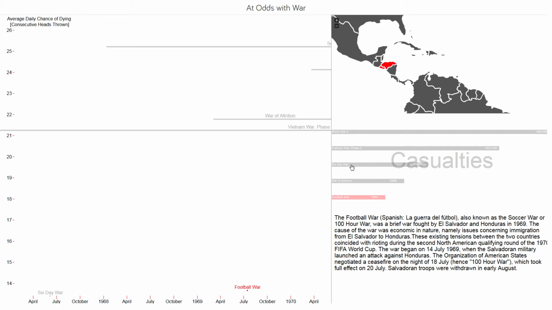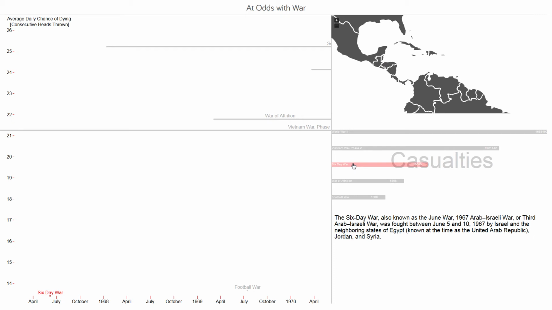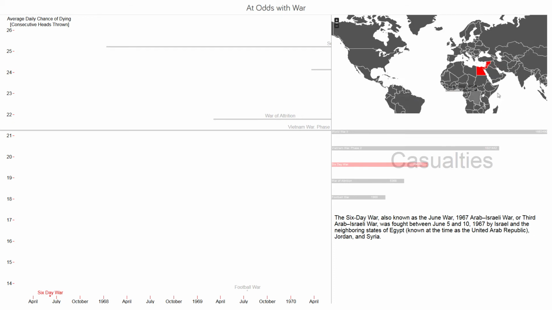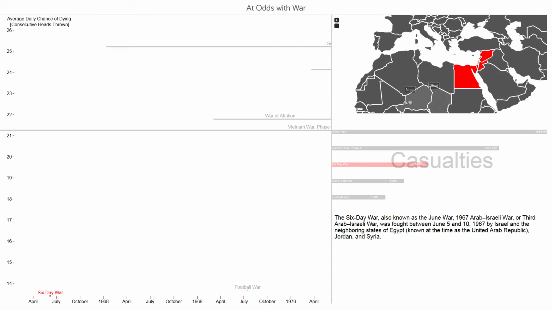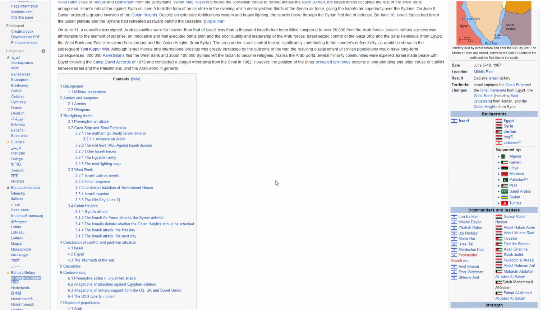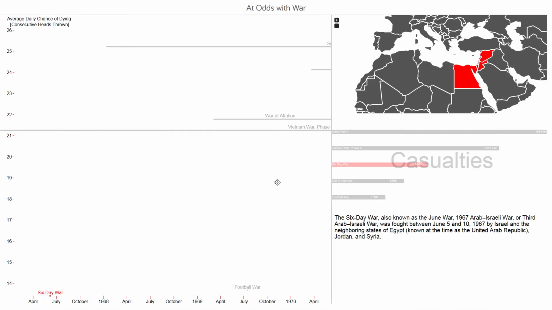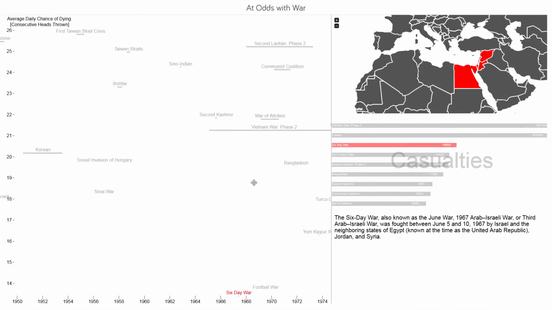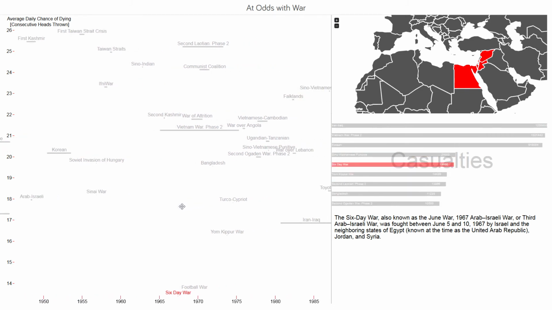The Six-Day War had more casualties than the football war, and took place on the other side of the globe. We can get more information about the selected war by clicking on the additional information section, which leads us to the Wikipedia page. The selected war will also stay highlighted on the casualties ranking.